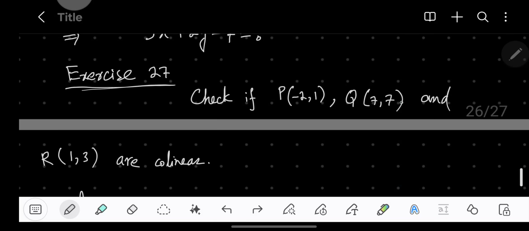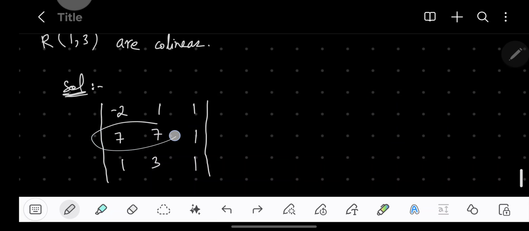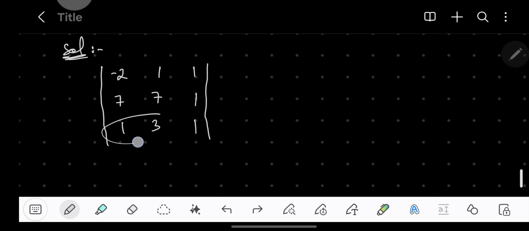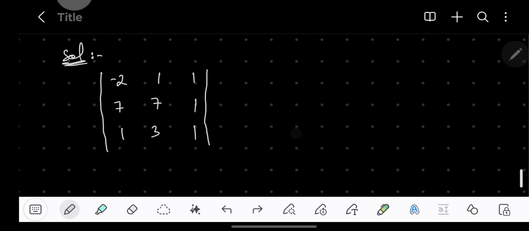And the second point is 7, 7. And here we have 7, 7. The third point is 1, 3. So 1, 3 is here. So we will find this determinant. If it is 0, then the points are collinear, otherwise not.